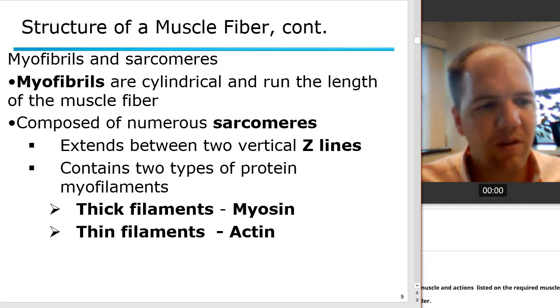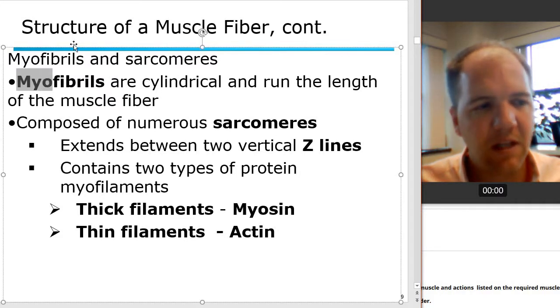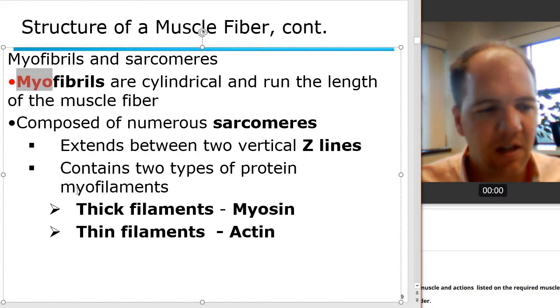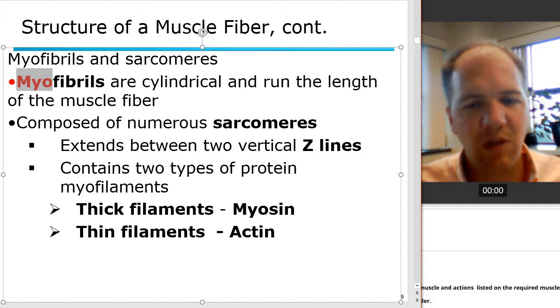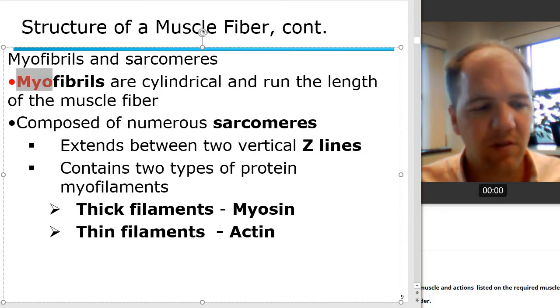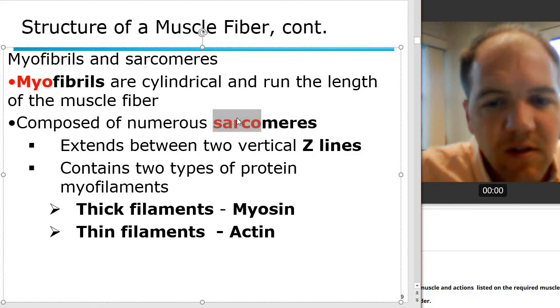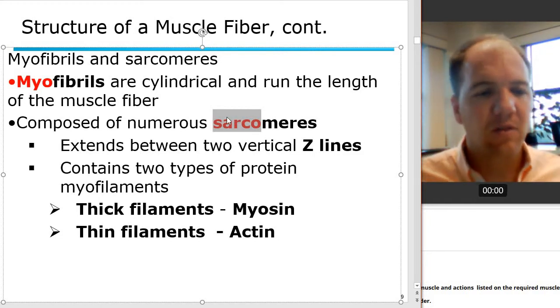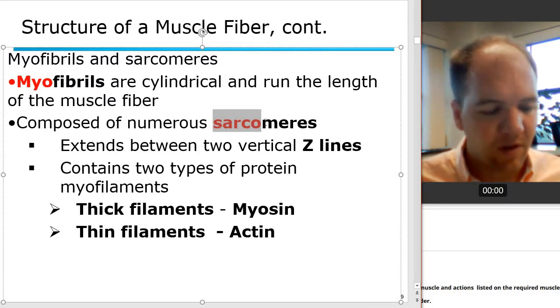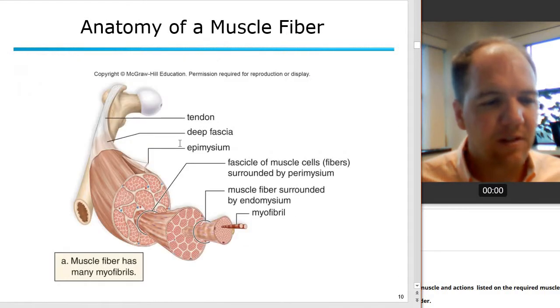One other thing to mention here. Whenever you see that myo beginning here, that is referring to muscle. So myofibrils, myosin, myofilaments, all relating to muscle. We also see this beginning of the word sarco. Sarco means flesh, and so we'll see it associated with the muscular system as well. So sarcomeres, sarcoplasmic reticulum, etc., related to muscles as well, means flesh. Okay, so let's look at how this is set up here.